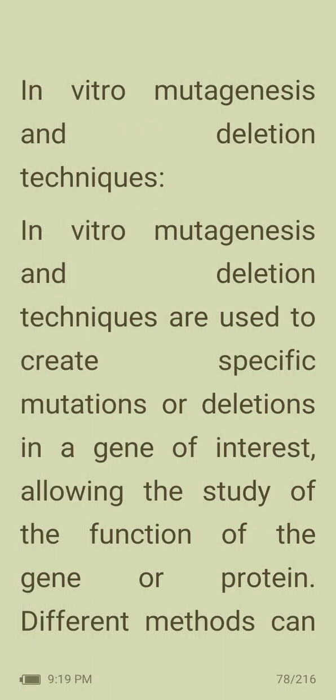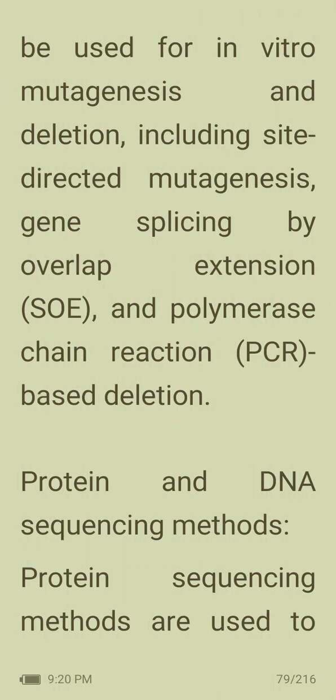In vitro mutagenesis and deletion techniques. In vitro mutagenesis and deletion techniques are used to create specific mutations or deletions in a gene of interest, allowing the study of the function of the gene or protein. Different methods can be used for in vitro mutagenesis and deletion, including site-directed mutagenesis, gene splicing by overlap extension, and polymerase chain reaction PCR-based deletion.